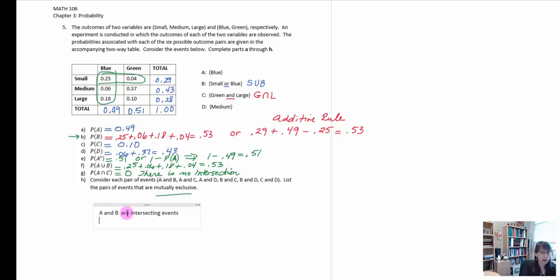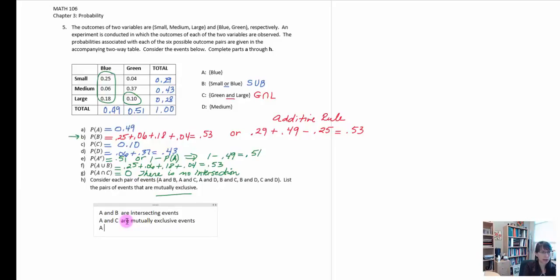The next two events are A and C. So again, event A is blue. Here are the probabilities for blue. Event C was the intersection of green and large. That's the 0.10. Do you notice how the rings are not intersecting? So those are considered mutually exclusive events.